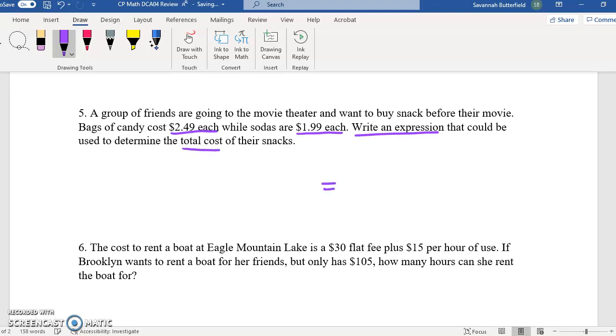So we're trying to figure out, all right, how much money are they going to spend on candy and sodas? It's going to be $2.49 times however many bags they buy. So we'll call that C. And then we're going to add how much they spend on sodas. So that's going to be $1.99 times however many sodas they buy, and we'll call that S. Since I have no other information, this is as far as my expression can go, and so this would be my answer.